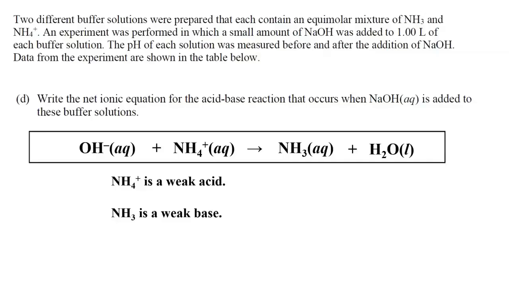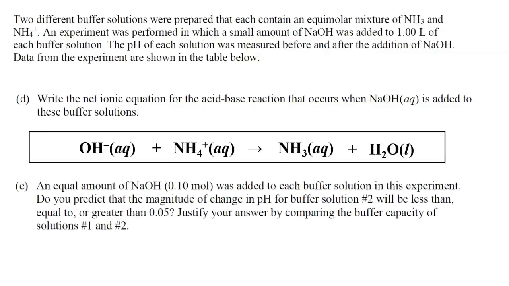Now, let's take a look at part E of this question. So part E of this question deals with that concept of buffer capacity. It says an equal amount of sodium hydroxide, 0.10 mole, was added to each buffer solution in this experiment. Do you predict that the magnitude of change in pH for buffer solution number 2 will be less than, equal to, or greater than 0.05? Justify your answer by comparing the buffer capacity of solutions number 1 and number 2.